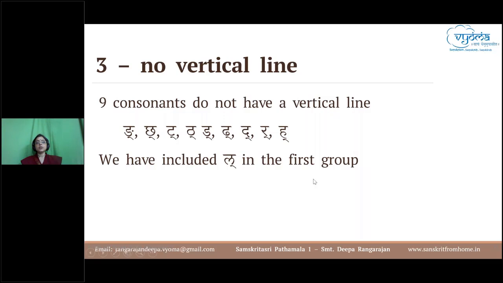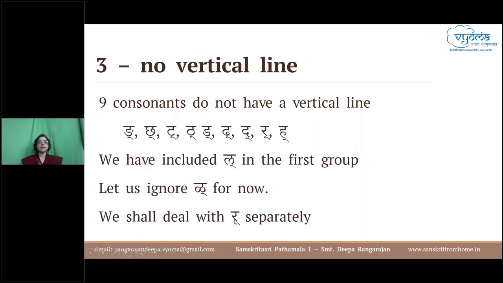In the textbook, as I told you, the l, the lakara is given in this set, but we have included it in the first set, and we will suppress the line and write just this portion of the l and combine it with the next consonant. So we have dealt with this in the first section itself. We said that we are not going to be dealing with this now. We are going to ignore this letter. Then there is repha. Repha is one of these 9 consonants and it is going to get a separate treatment. So we will deal with it separately.